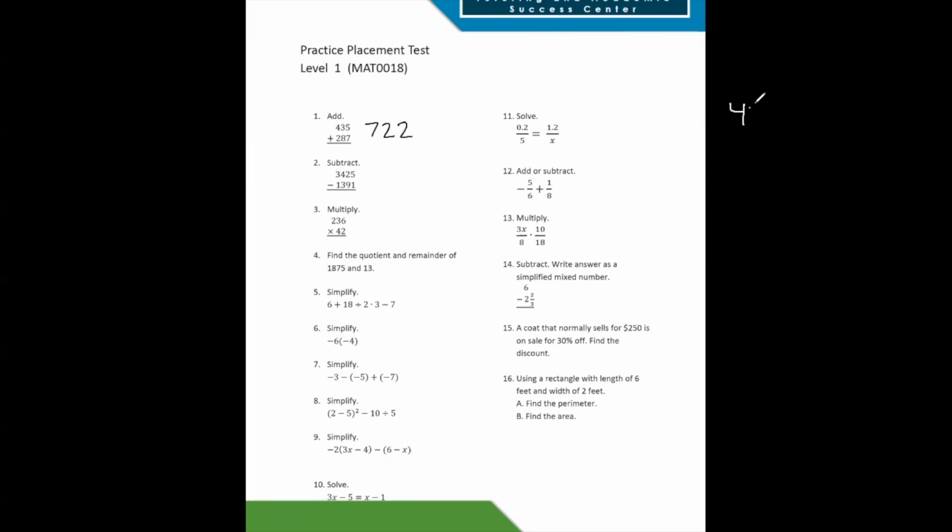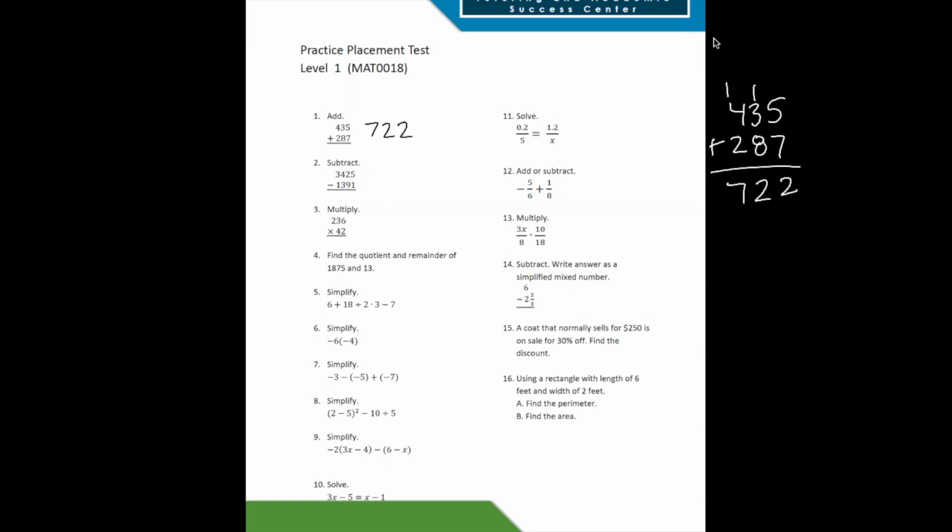So it's 435 plus 287. When you're adding, you want to go from the right and move to the left. So 5 plus 7 is 12. We're going to write the 2 and carry the 1. 1 plus 3 is 4, and 4 plus 8 is 12. Write the 2 and carry the 1. 1 plus 4 is 5. 5 plus 2 is 7. And that's our answer of 722.